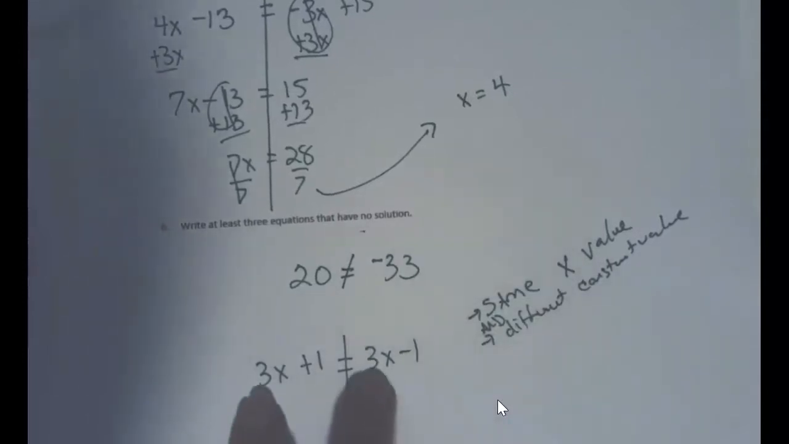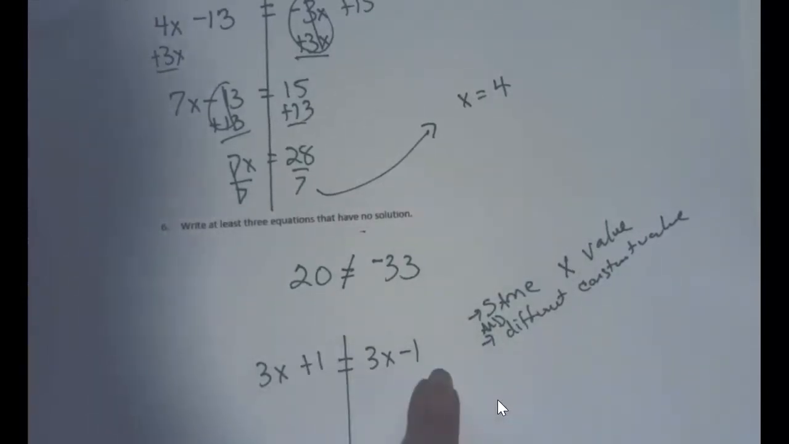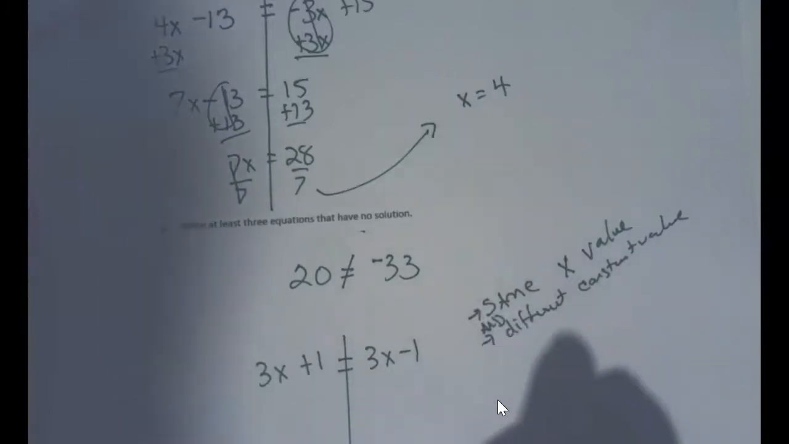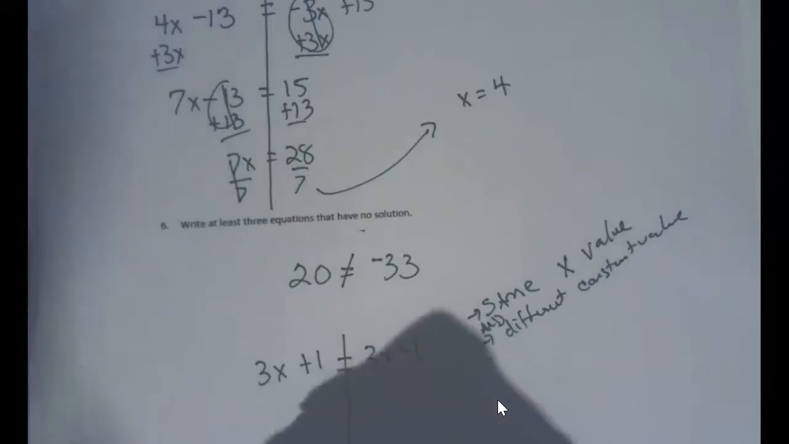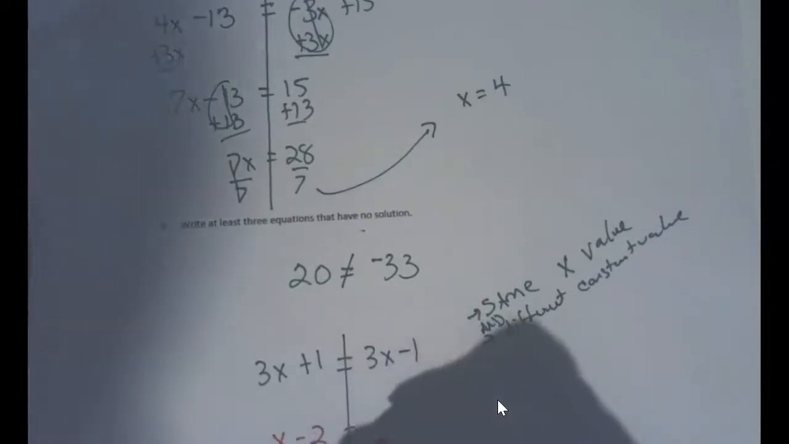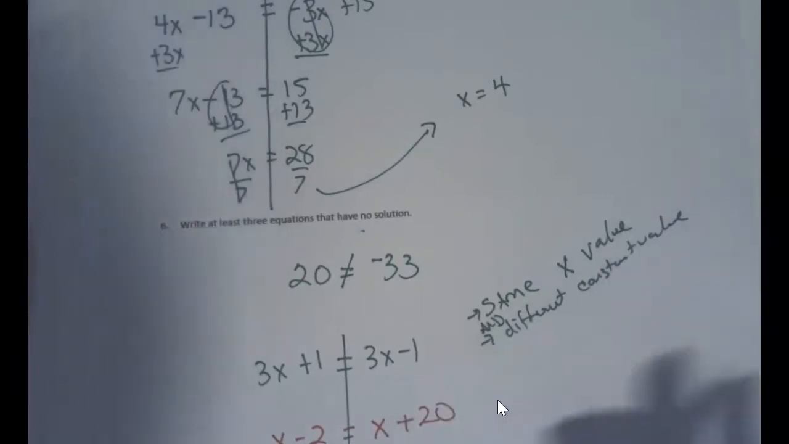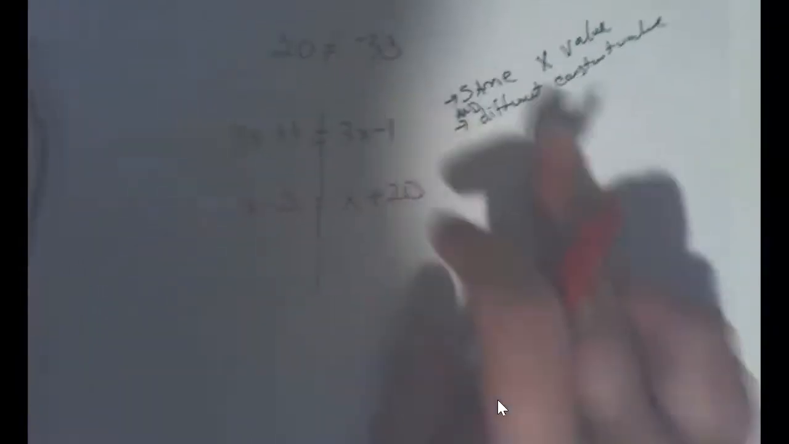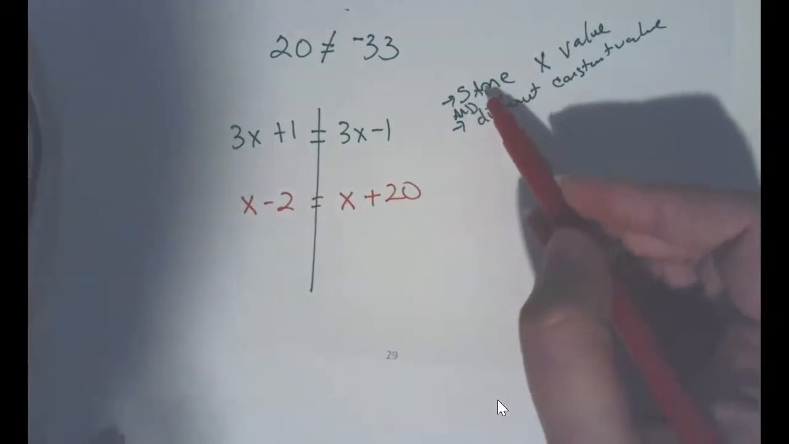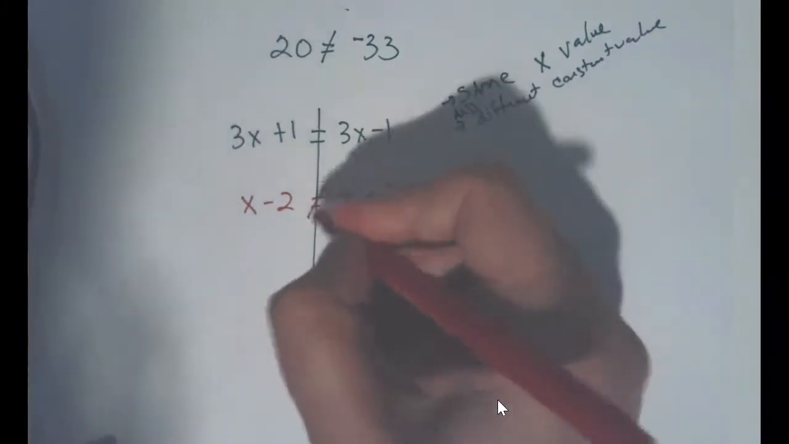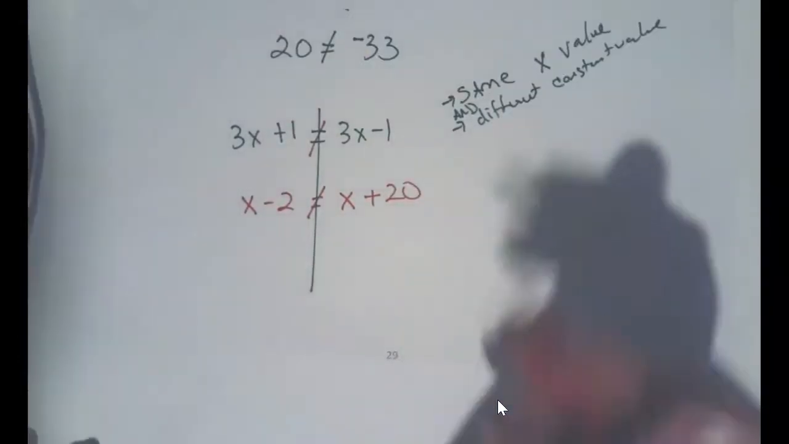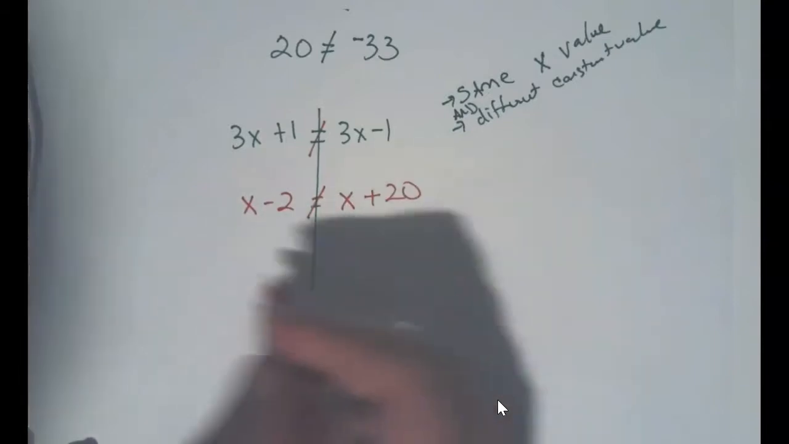Because when I remove the 3x, I get 1 equals -1, which is never true. It could also be something like x minus 2 equals x plus 20. Okay, we have our qualifications are true here. We have the same x value, different constant values. So neither of these are true, and it said to write at least 3. So I would challenge you to get a little creative with the last one.